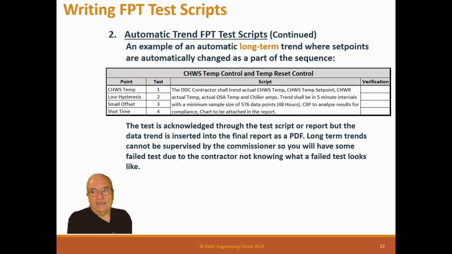The test is acknowledged in the test scripts or report, but the data trend is inserted into the final report as a PDF. Long-term trends cannot be supervised by the commissioner, so you'll have some failed tests due to the contractor not knowing what a failed test looks like.